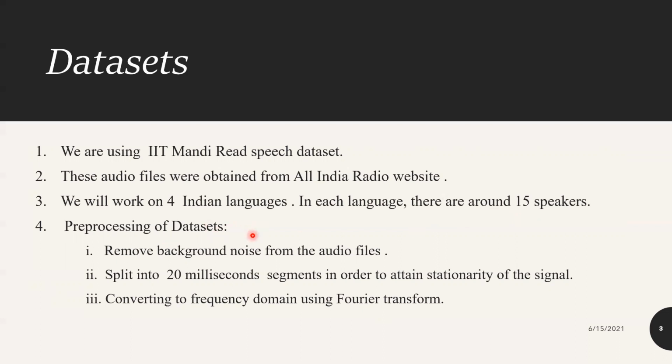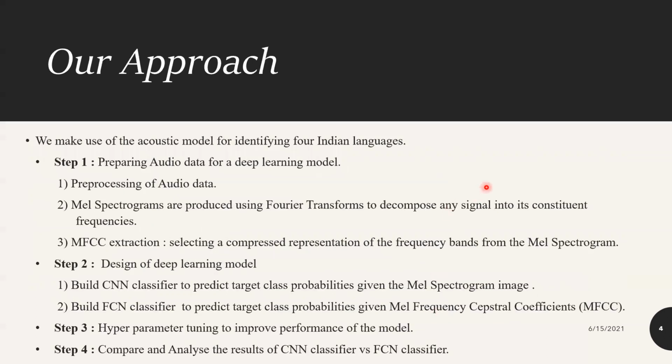Now we will pre-process our data to transform raw data into an efficient format. To do that, we will remove the background noises from our audio files. We will segment our audio signal in such a way that we can achieve a stationary signal for better differentiation. After that, we will convert those signals to the frequency domain using Fourier transform. This is how we are going to pre-process our datasets. Now let's move on to the approach.